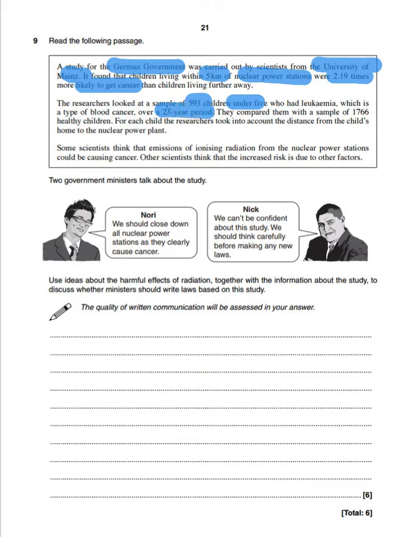They compared them with a sample of 1766 children, healthy children, sorry. For each child, the researchers took into account the distance from the child's home to the nuclear power plants. Some scientists think that emissions of ionizing radiation from the nuclear power stations could be causing cancer. Other scientists think that the increased risk is due to other factors.